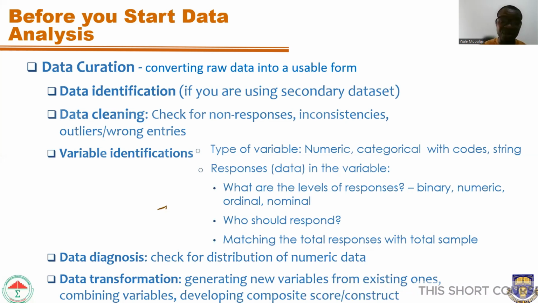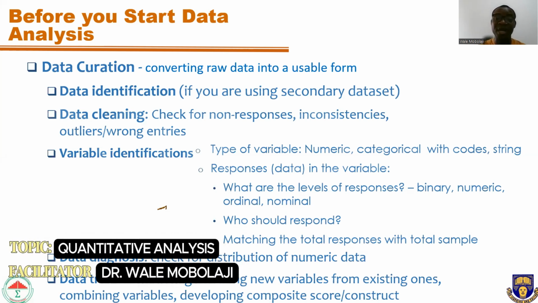Sometimes you combine variables, like developing a composite score, or you are developing a construct. There are procedures used for you to do that. When you are developing a composite score, you might just do some additions, or you find the mean of a number of variables depending on the responses there. And in some instances, you might develop a construct using some statistical techniques, like exploratory factor analysis, principal component analysis, and what have you.